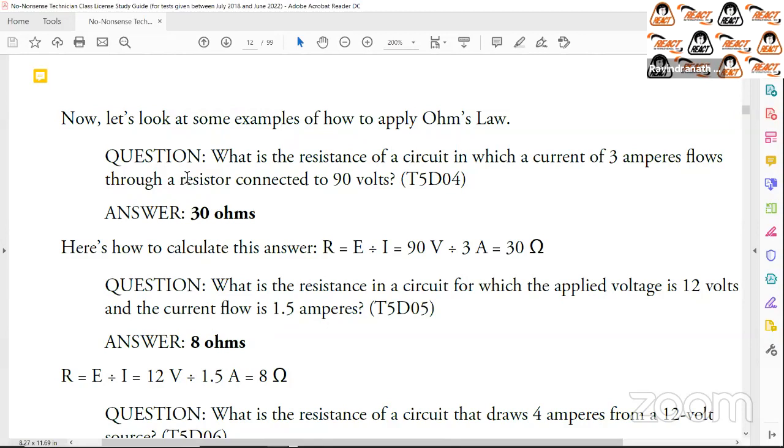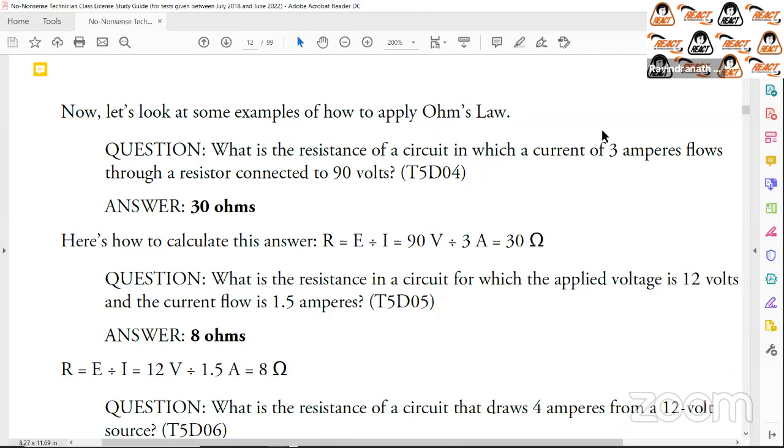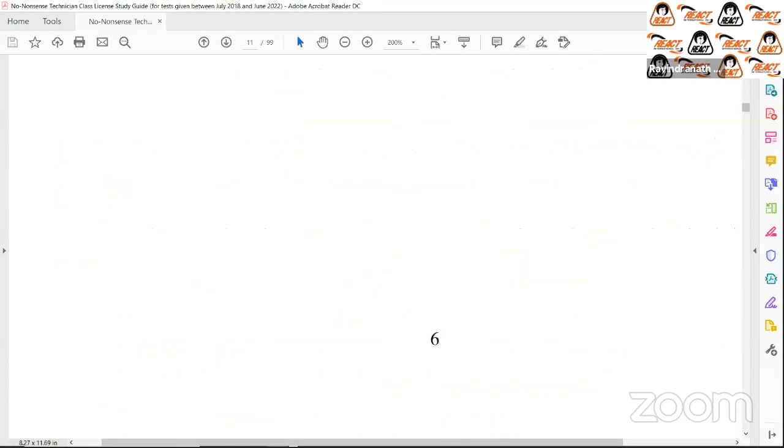A question on Ohm's law that comes up is, what is the resistance of a circuit in which a current of 3 amperes flows through a resistor connected to 90 volts? So before we answer this question, let's go back up and remind ourselves what a circuit is.